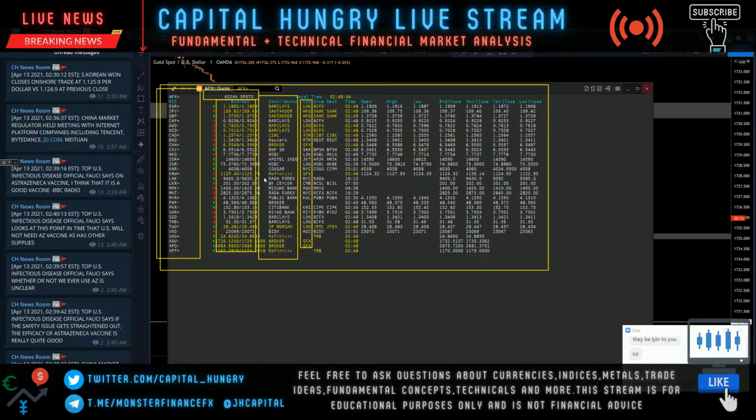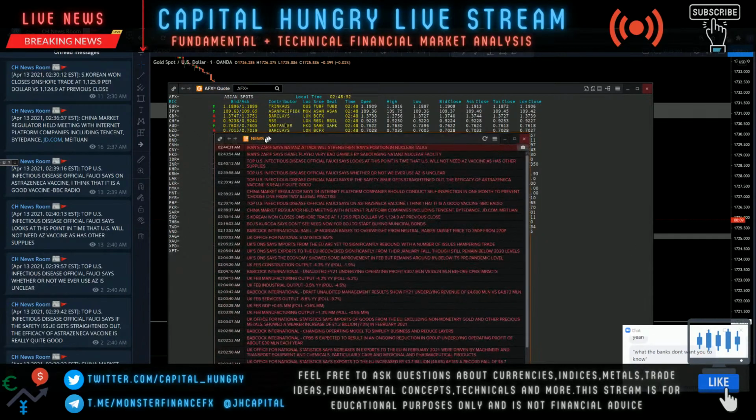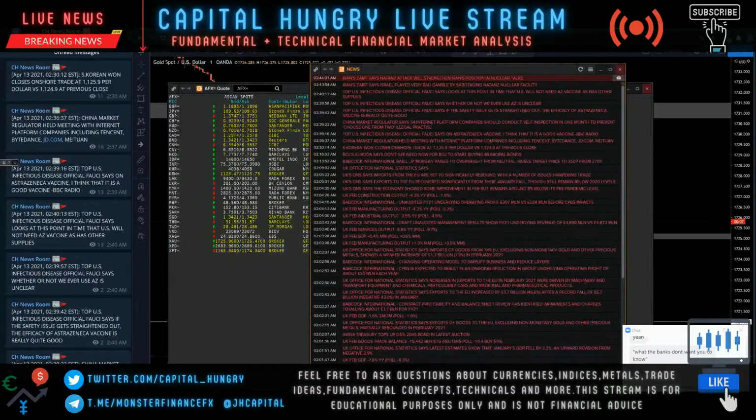It sucks to hear that. You know what I mean? As a retail trader, I pay good money for these data terminals. You know what I mean?